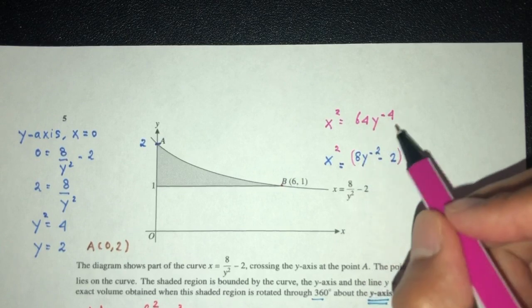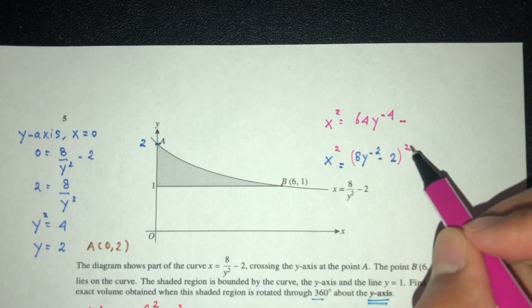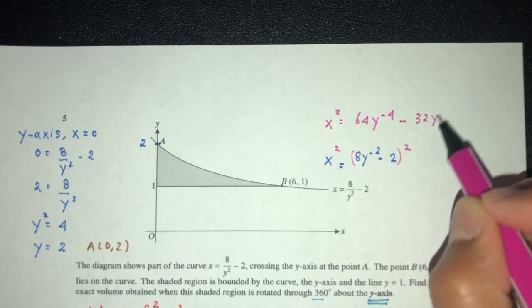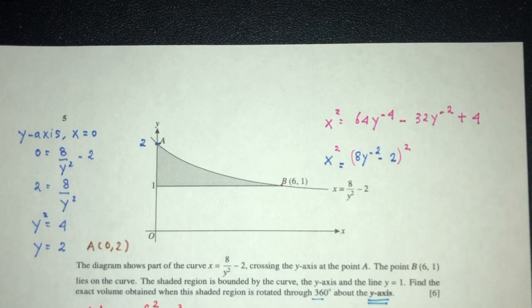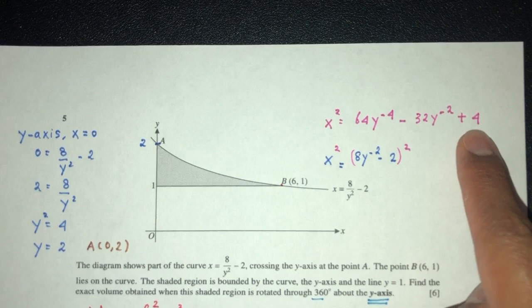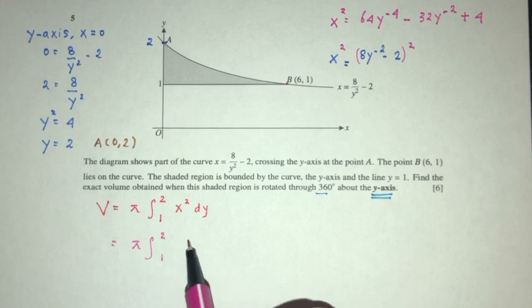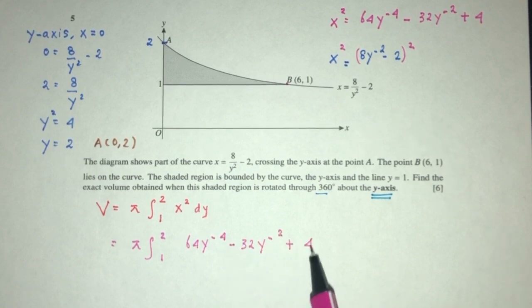First will be this one, and then we have to expand. That should be minus, so 2 times 8 is 16, times 2 will be 32, and then plus 4. Okay, so x squared will be equal to this value. So once you find this, you can replace back in your main equation here. That should be volume is pi, limits of 2, 1, and x squared is 64y to the power minus 4, minus 32y to the power minus 2, plus 4 dy.